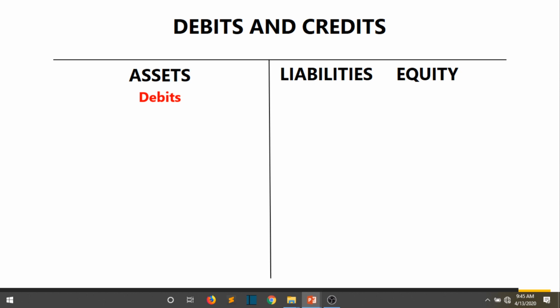Now when the accounting system was evolving, they decided to call the left side debits, so assets are debits. If you get an asset, that's a debit. And the right side they decided to call credits, so if you get liabilities and equity, that's a credit. Now that's easy to remember. Let's take it one step further. When an asset goes up, we're going to call that a debit. And when liability and equity goes up, we're going to call that a credit.